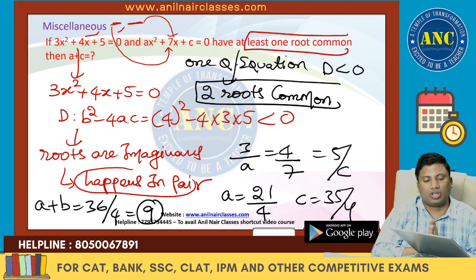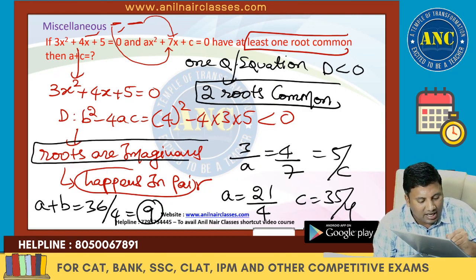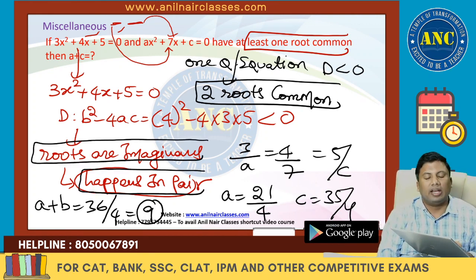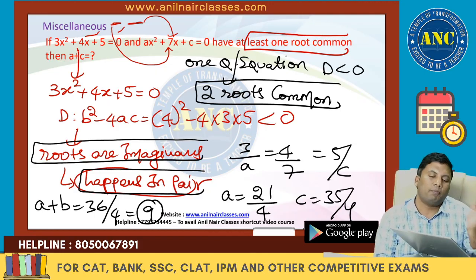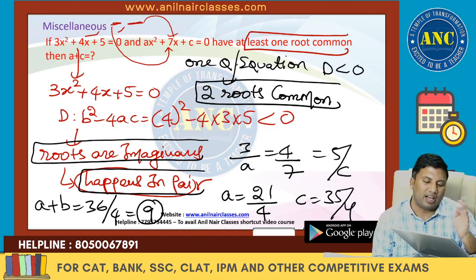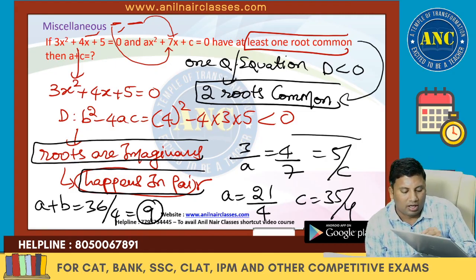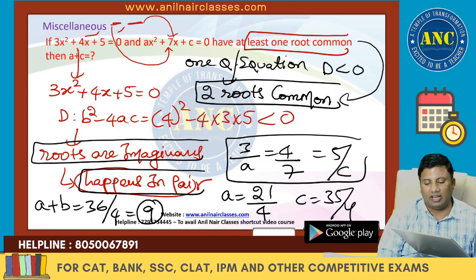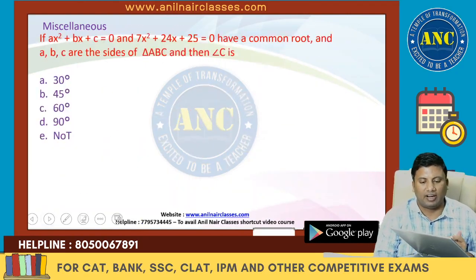Very, very good question. Discriminant is less than 0. That means the roots are imaginary. If the roots are imaginary, they will happen in pairs. If one value is satisfying, another value will also satisfy. So it will become two roots common: 3 by a equivalent to 4 by 7 equivalent to 5 by c. I hope you enjoyed this question in a different way. Same here.